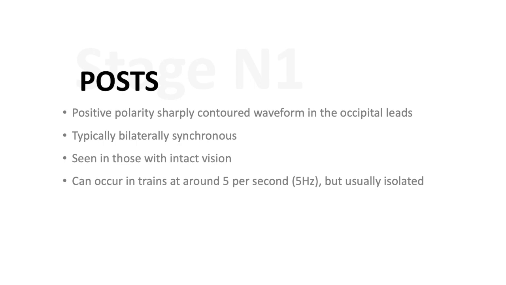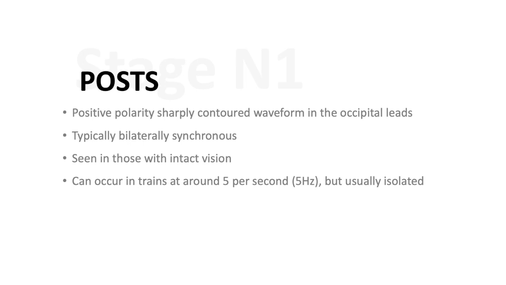So now we come to POSTs, or positive occipital sharp transients of sleep, which we mentioned earlier. They signify the patient is reaching a deeper stage of N1 sleep. They are again a positive polarity, sharply contoured waveform seen maximally in the occipital leads. They're actually quite similar in appearance to the lambda waves we discussed earlier. However, they are not associated with visual scanning.